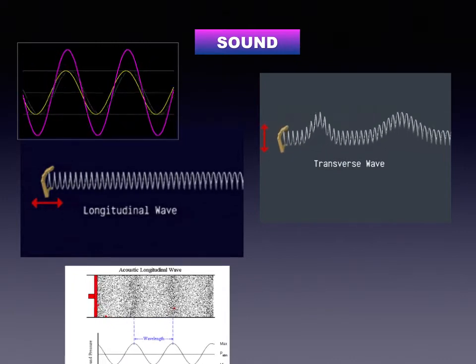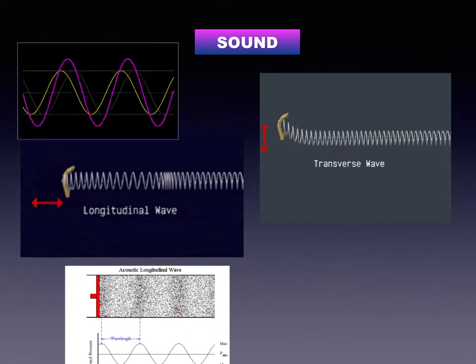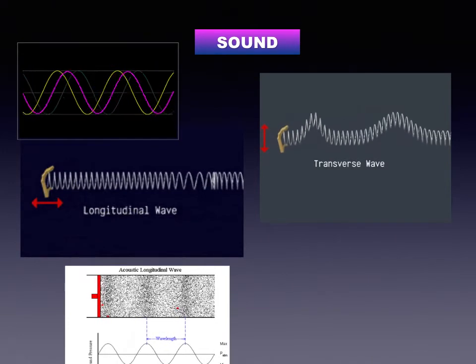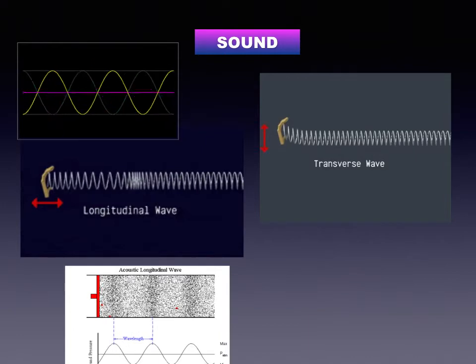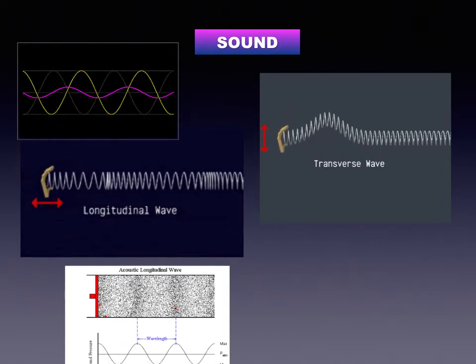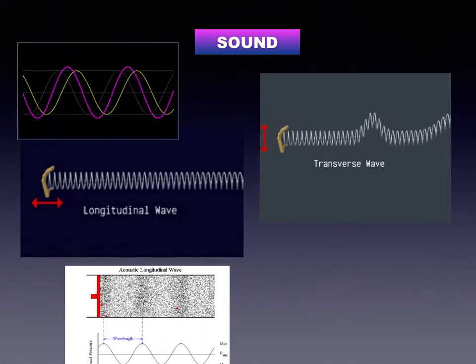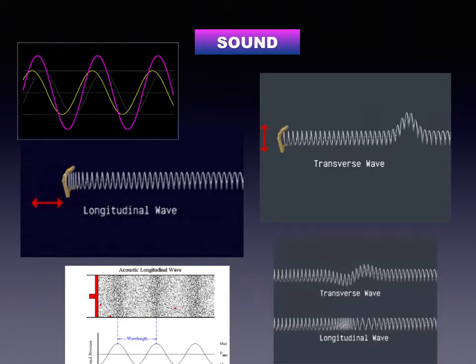The time taken for one oscillation of pressure or density at a point in the medium is called the time period and is indicated by T. The value of frequency determines the pitch of the sound, while the value of the amplitude determines its strength or loudness. Now you can see both the waves, longitudinal wave and transverse wave, so you can see the difference between both the waves.